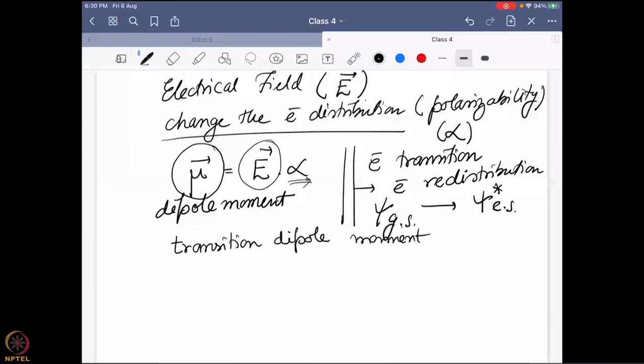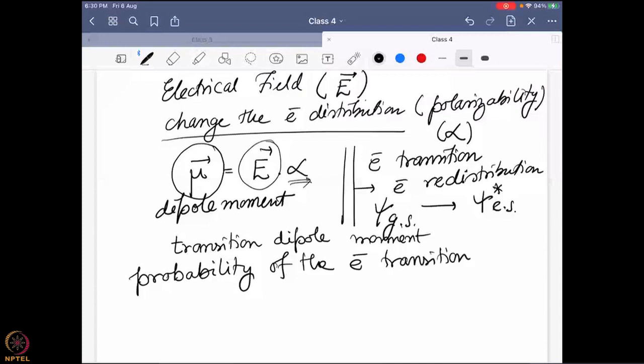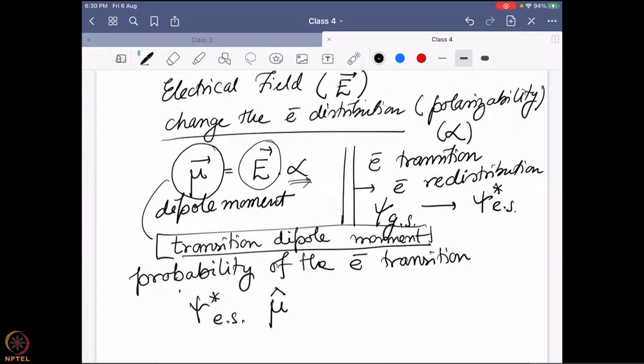And now, with the very minimal mathematical knowledge I have, if I want to write it down, the probability of the electron transition for this particular system can be written as the integral of psi excited state under the influence of this transition dipole moment with the ground state. And that I have to take from minus infinity to plus infinity, which means all the space possible, while I am actually doing this integral over a small volume. And this equation, most of you have seen earlier.